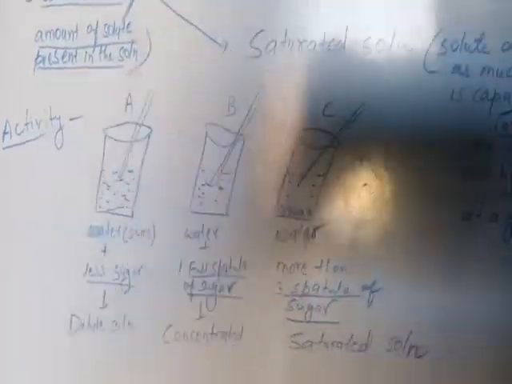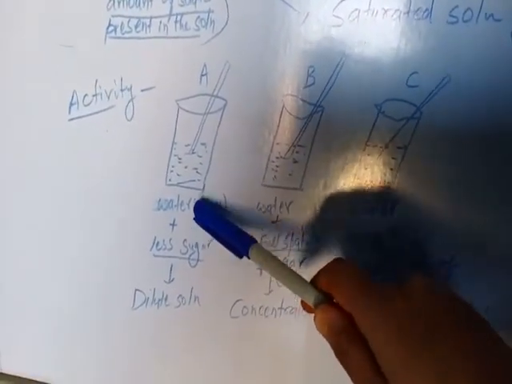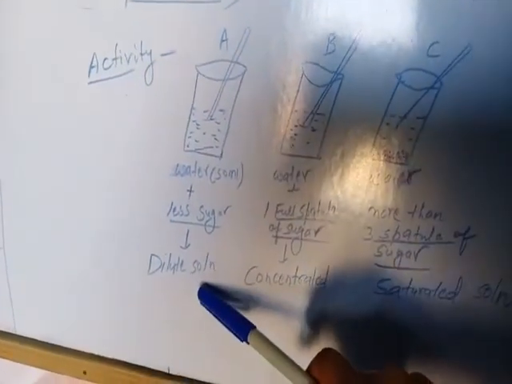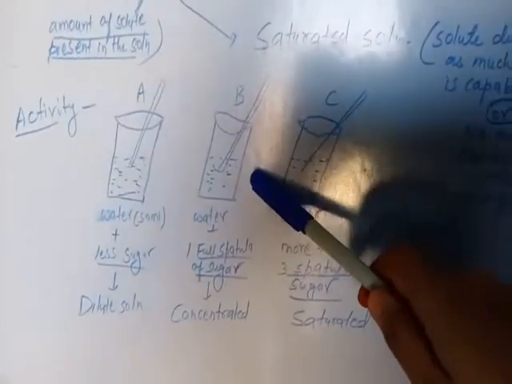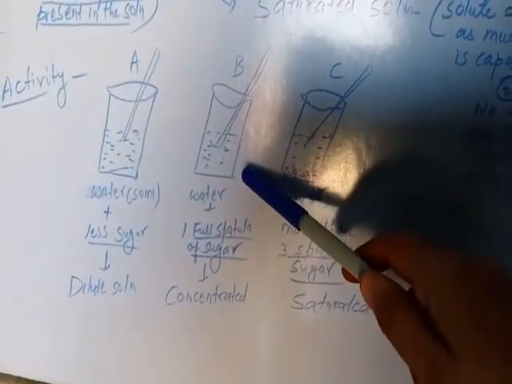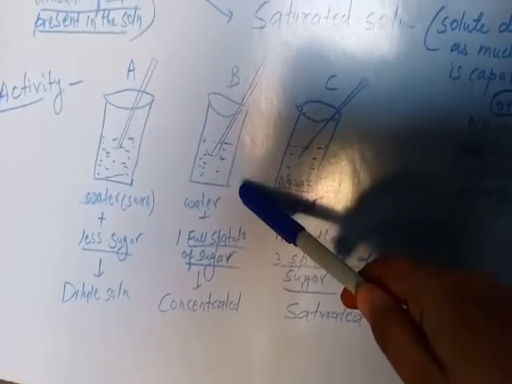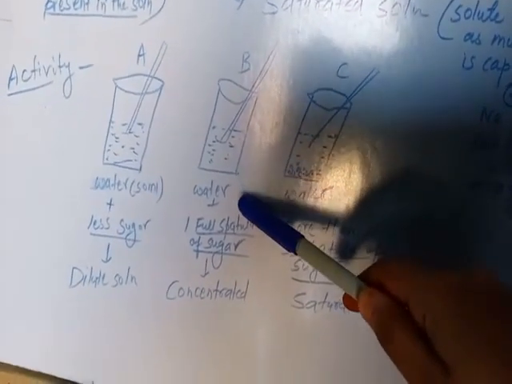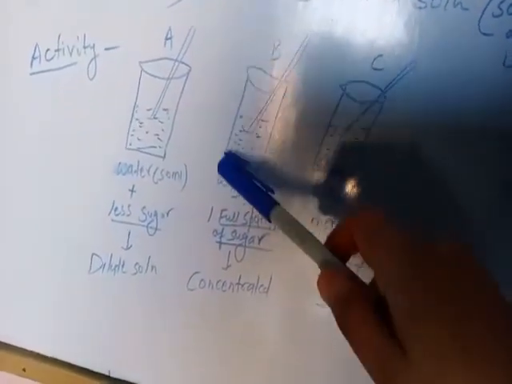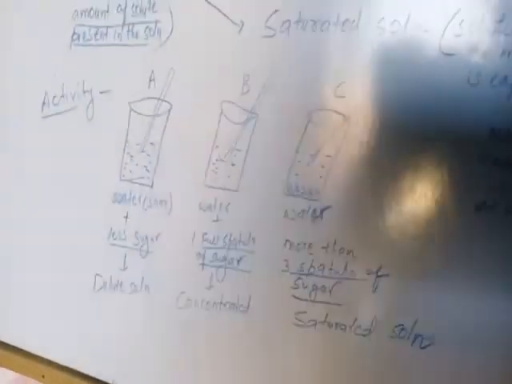Now, what is the difference between the three beakers? In beaker A, we have added very little sugar in water. So we can say that this solution in beaker A is called the dilute solution. Whereas in beaker B, we added one full spatula of sugar in water. So we can say that the sugar solution we got in beaker B is a concentrated solution because we have added more sugar in it. So the concentration of sugar solution is more in beaker B than in beaker A.